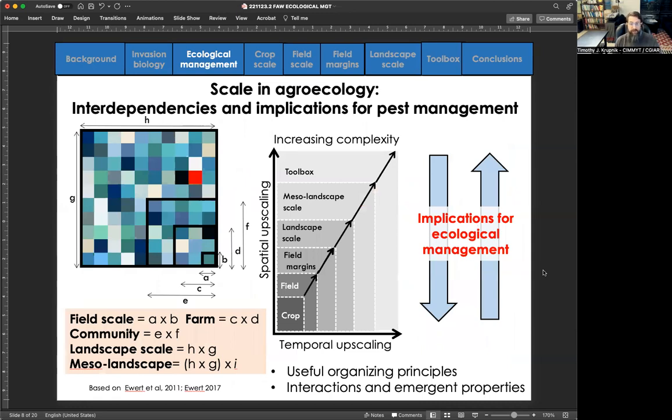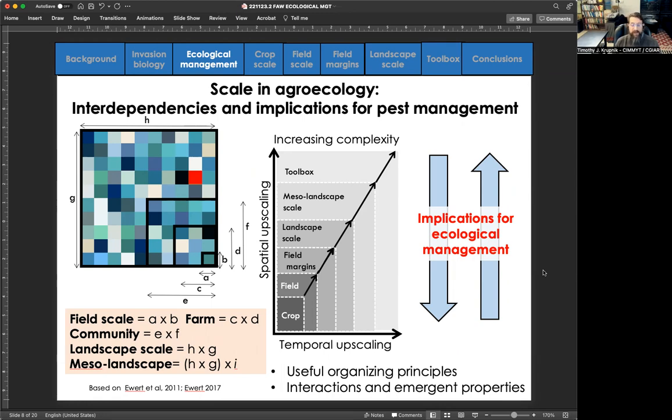Also important to think about when thinking about agroecological management of fall armyworm is the interdependencies and implications for pest management at multiple scales. We should not be thinking only about the field scale, but rather be thinking about the collection of fields at a community level, within a village and a particular farming landscape, and also at larger meso landscapes, as you see here. So one must integrate thinking about the crop, the field margins, the landscape, the meso landscape, and so on throughout thinking on how to manage fall armyworm.